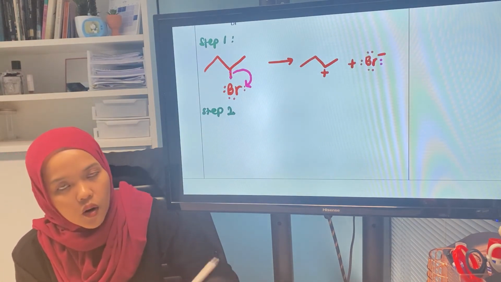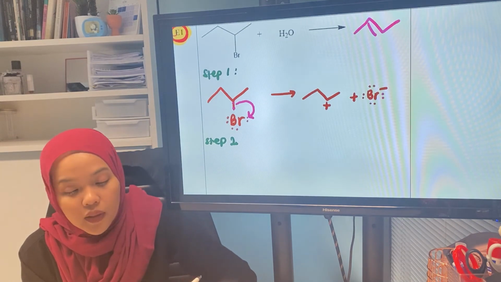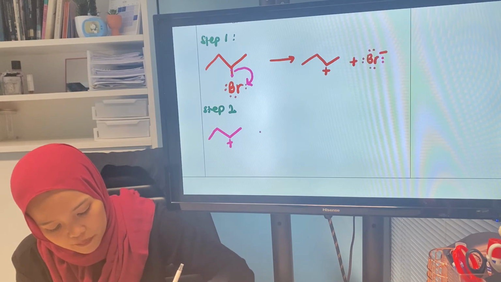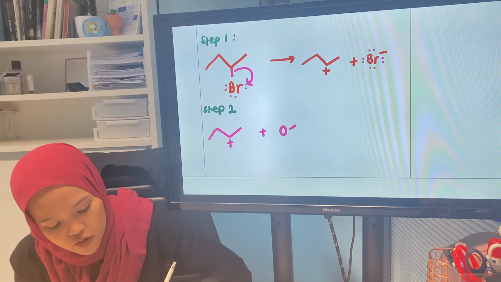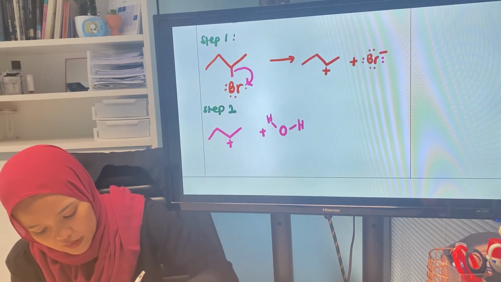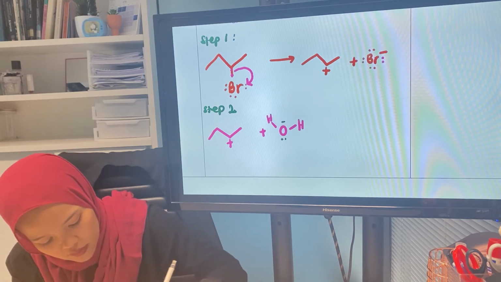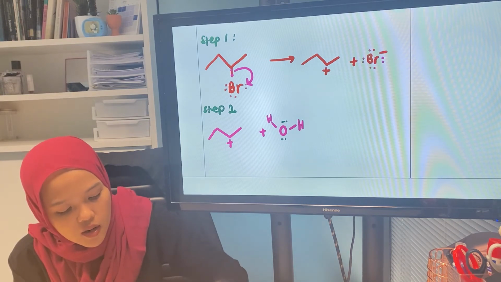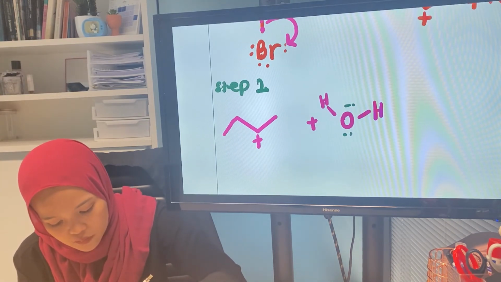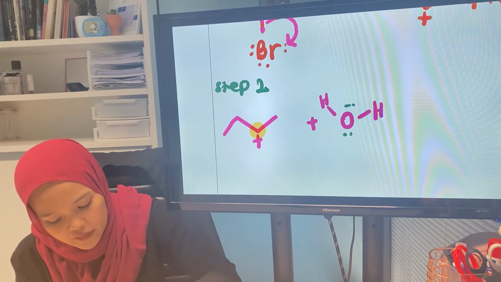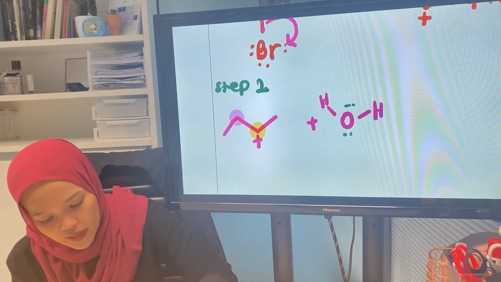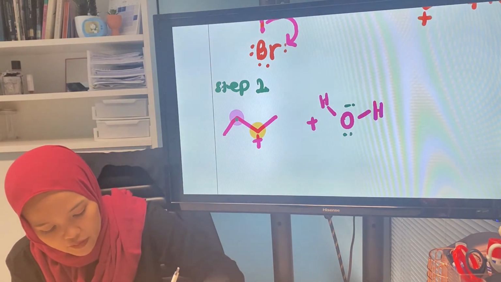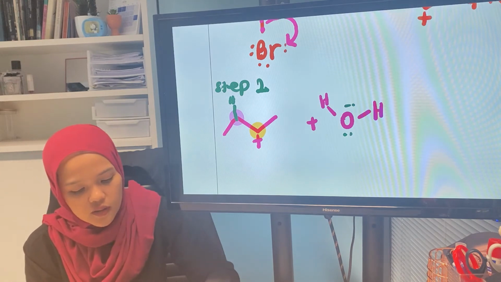Only here will the water come into the picture. So you have the positive species plus water. For water, usually I will just draw the structure like this. Remember which one is your beta hydrogen. This is the beta carbon, and on the beta carbon you have the beta hydrogen, right?